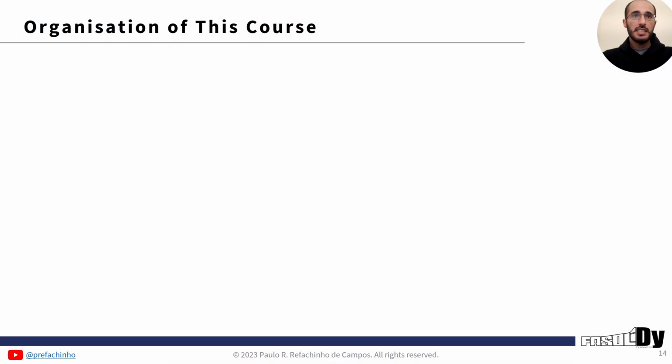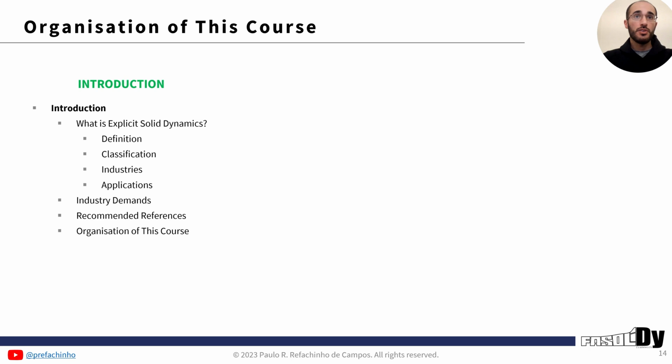Okay, so the last thing that I have to talk about is related to the organization of this course. We are heading to the end of the introduction module, where we covered what is explicit solid dynamics. We talked about a possible way of classifying dynamic events according to the impact velocity. We saw industries and applications where explicit solid dynamics may be useful.